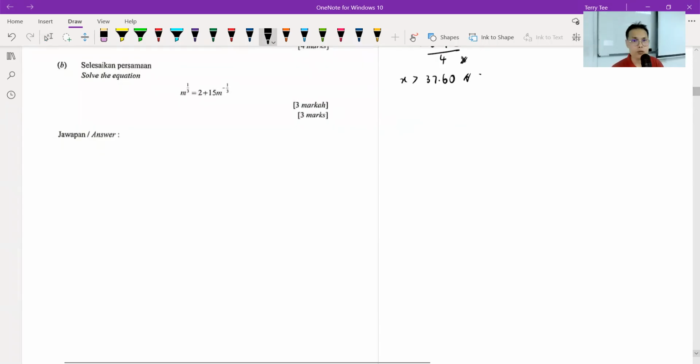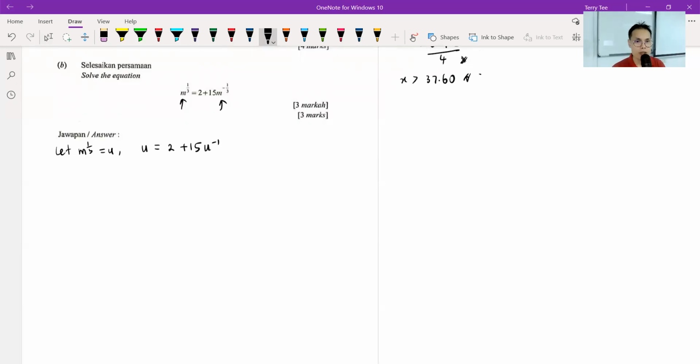This one we have to use substitution to solve it. It's easier to use substitution. You can see there's an m power 1 over 3 and m power negative 1 over 3. So we can let the one with a power 1 over 3 become u. Now, by doing so, this becomes u equals 2 plus 15. This is m power negative 1 over 3, so it's actually u power negative 1. Now, to simplify this equation, we can just multiply everybody by u. So here we got u squared equals 2u plus 15.